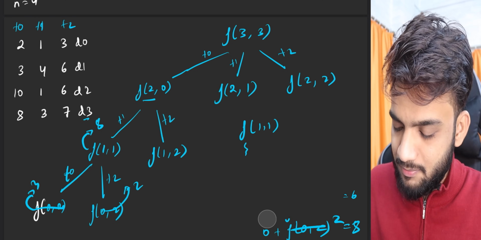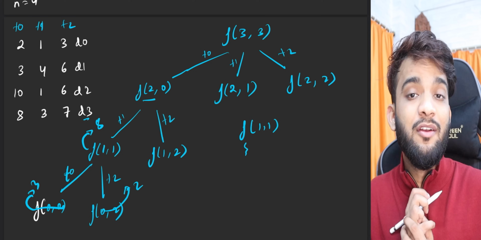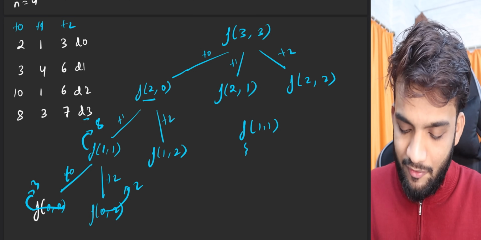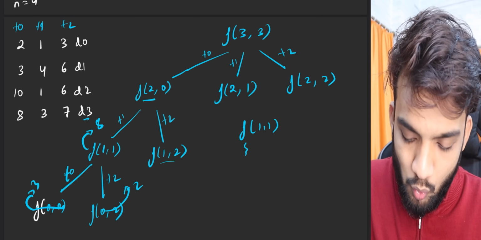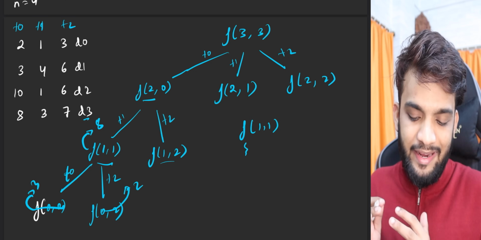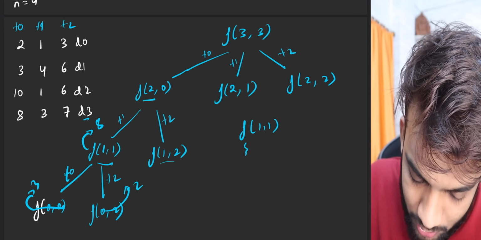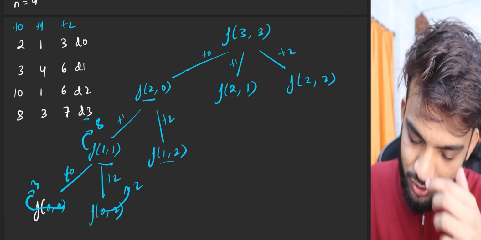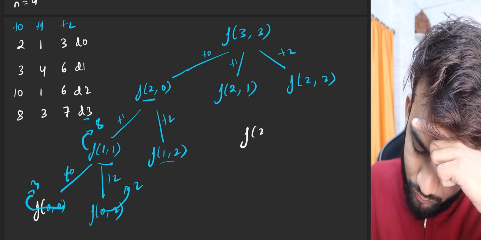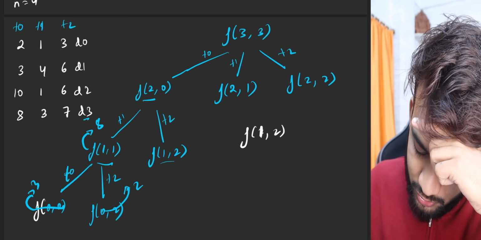So I'll just take 8. Perfect. f of 1 1 is 8. Now we have f of 1 2. So definitely f of 1 1 is returning 8. So let's come back to the next solution, which is you're at f of 1 2, rather. So you're at f of 1 2.